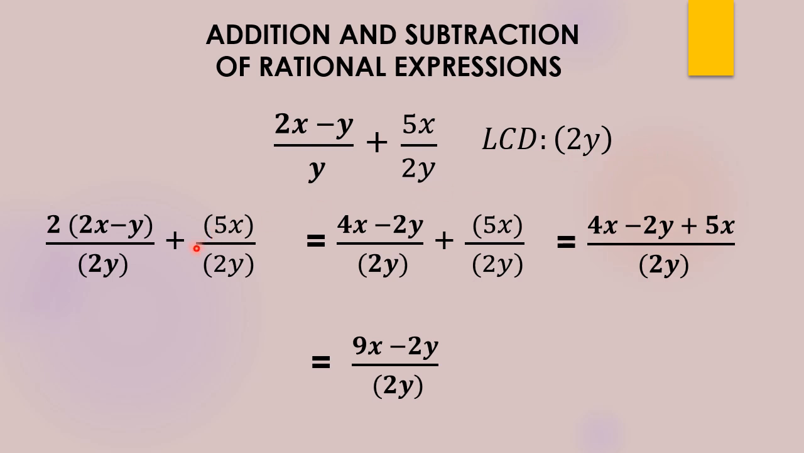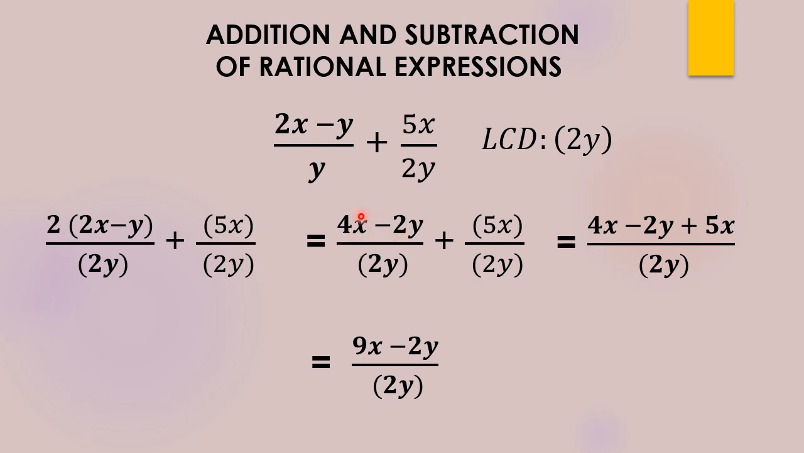So 2y divided by y is 2. That's why here is 2, and then multiply times quantity 2x minus y. And then 2y divided by 2y will give us 1 times 5x is 5x. And then the next is we multiply 2 to 2x minus y. So this will become 4x minus 2y.